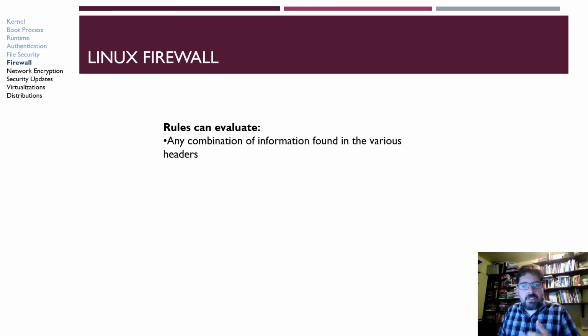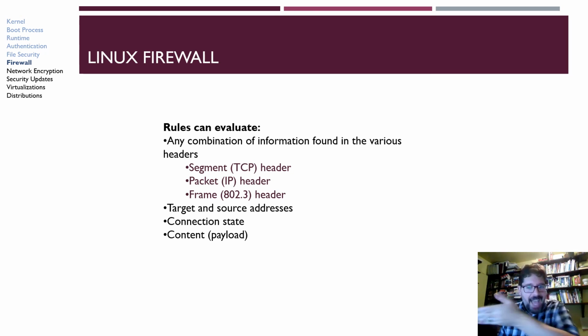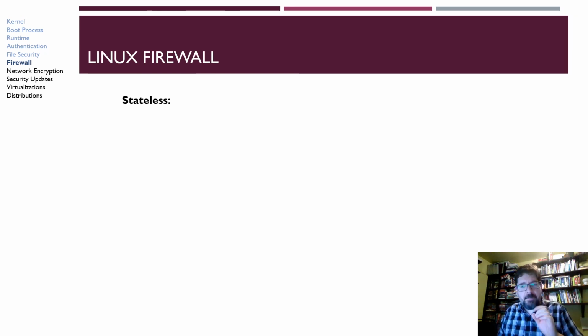So rules can generally evaluate any combination of information found in all of those headers I talked about. Again, a segment header, the packet header, or the frame header at the data link layer. The target and source addresses are typically used, the connection state. You can even look at the payload with things like proxy servers and application level firewalls. We're not going to talk about that too much in this class because Linux natively doesn't really do that stuff, but you can add packages to do that, which is a whole other topic, right?